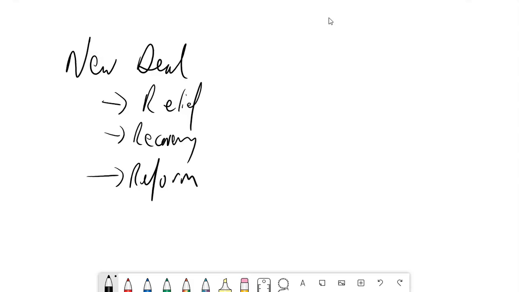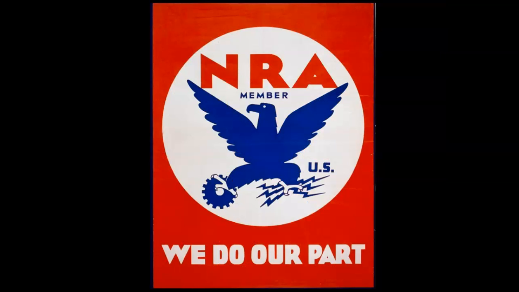One of the programs FDR comes up with is called the National Recovery Act, the NRA. Has nothing to do with the National Rifle Association, the National Recovery Act. Okay, so the National Recovery Act created the National Recovery Administration, the NRA. And this was one of the posters they used. You see the Blue Eagle. The Blue Eagle was the symbol of the NRA.